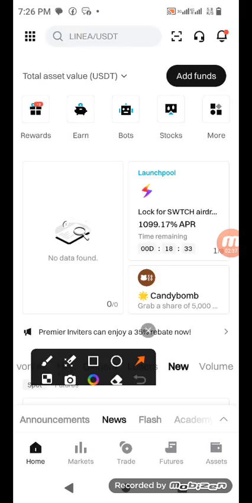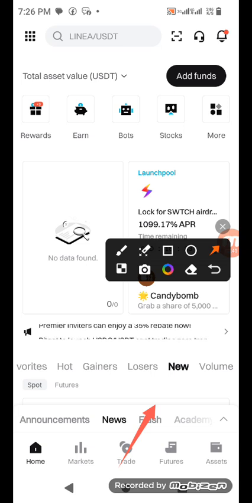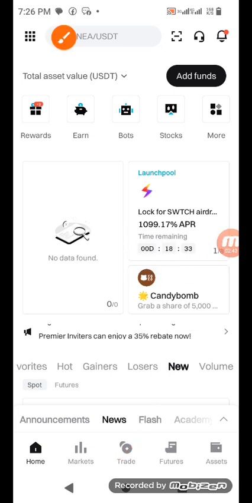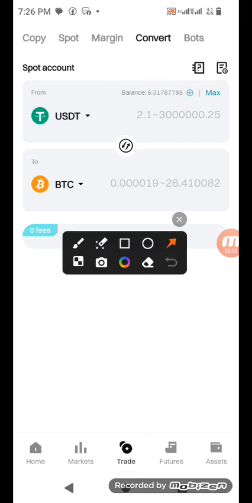Now the next thing you're going to do is to click on trade from your page here, because I want to go trading. When I click on trade, you're going to notice there are many ways to trade here. You can trade through copy trading. You can do bot trading like I showed you there. You can trade by conversion. That's where we are now. That's the interface we are on.